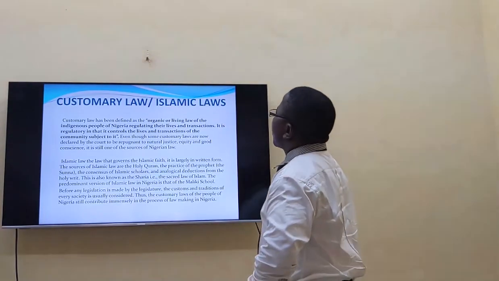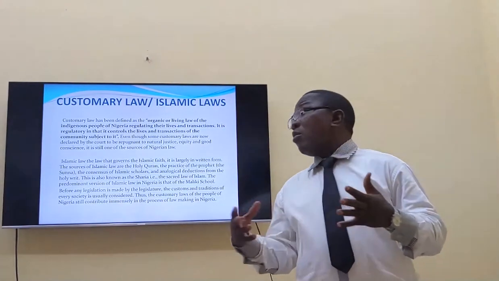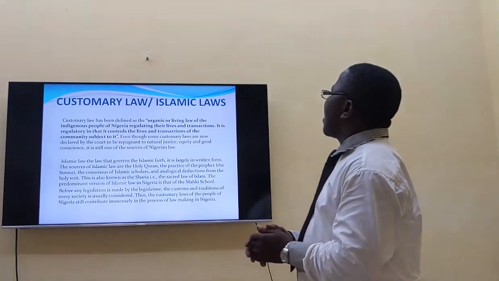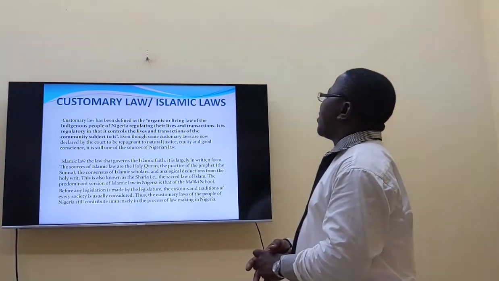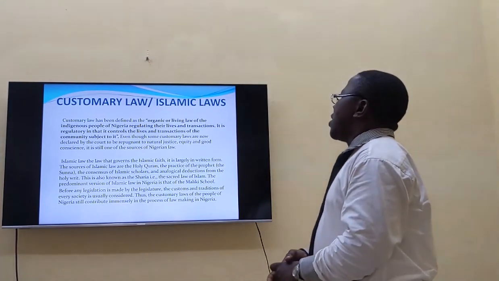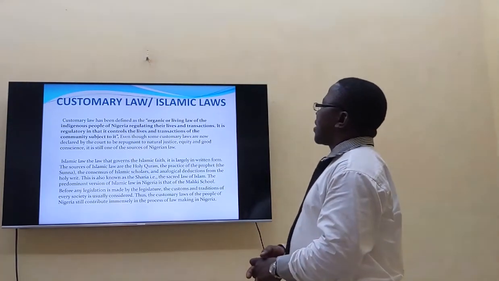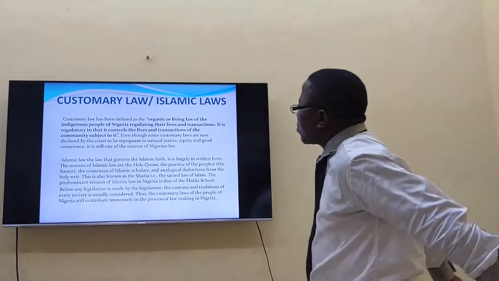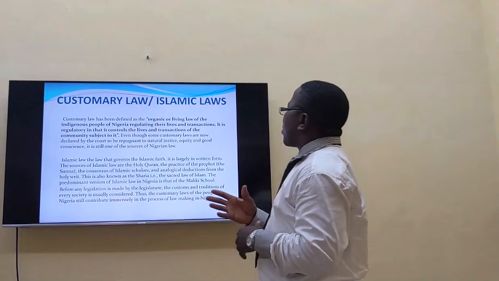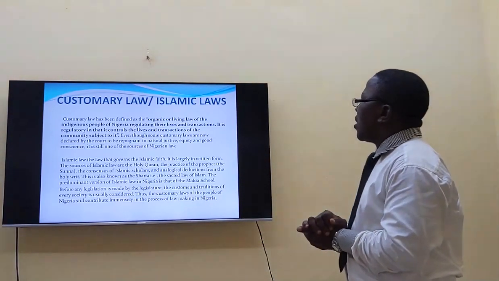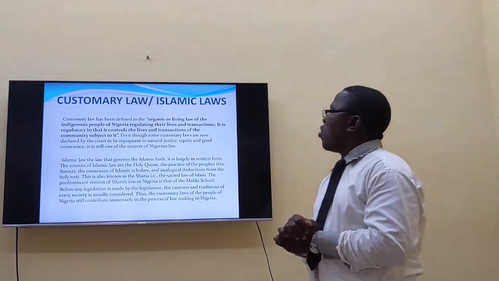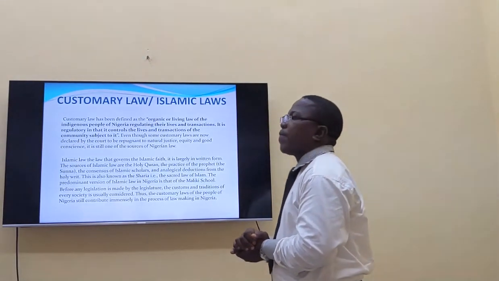The customary laws and Islamic law. Customary law has been defined as the organic or living law of the indigenous people of Nigeria, regulating their life and transactions. It is regulatory in that it controls the life transactions of the community subject to it. Even though some customary laws are now declared by the court to be repugnant to natural justice, equity, and good conscience, it is still one of the sources of Nigerian law.